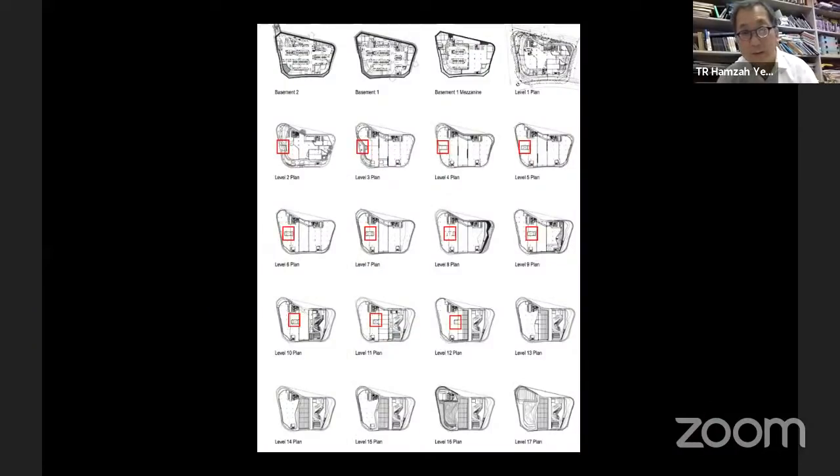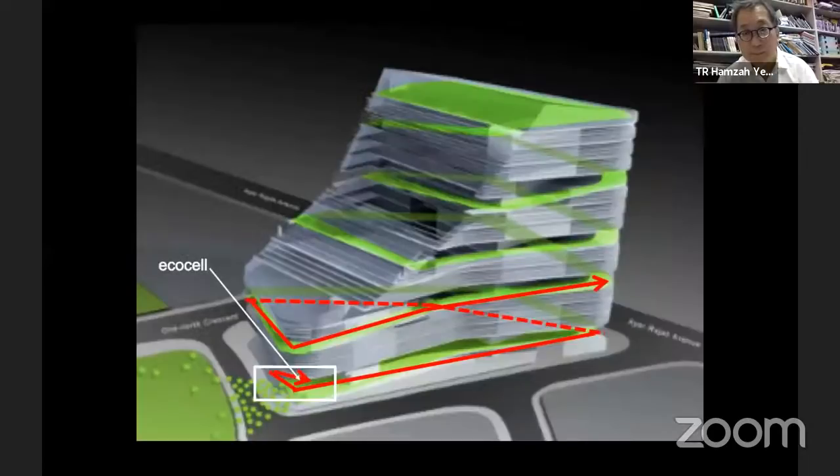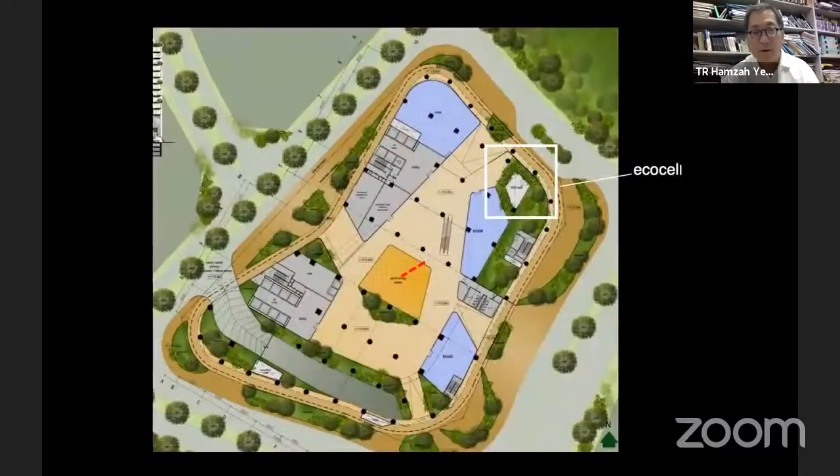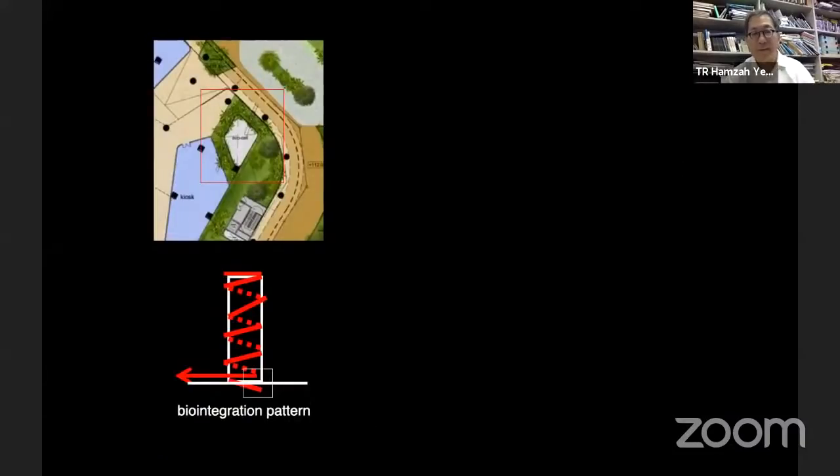Then within the site, we have an eco-cell. An eco-cell is the collection of all the rainwater that goes all the way down to the ground floor. And this brings the rainwater and the vegetation down to the basement. And so this is a diagram of how it works. And you can see the eco-cell as the little white box on the right-hand side.